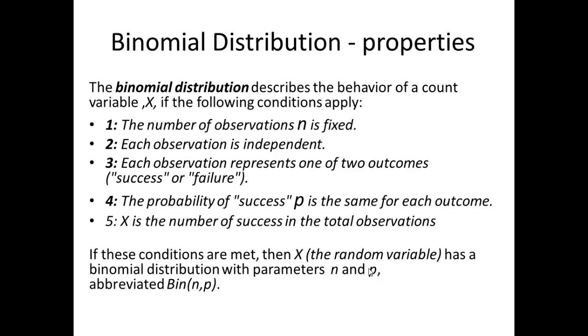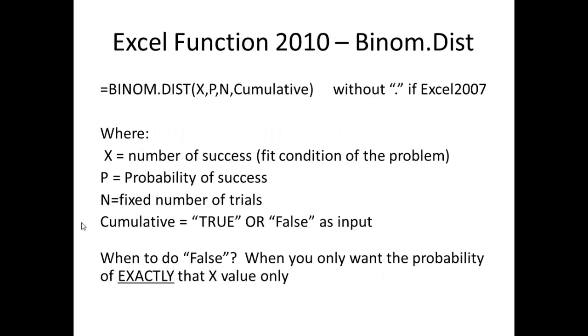So if these conditions are met, then X, the random variable, has a binomial distribution, which you'll often see noted as binomial with the two pieces that you always need to know to do binomial. You need to know the fixed number of observations and the probability of success. If you know those two things, then you can always answer the questions they ask you about binomial. These are the two characteristics that are very important in binomial.